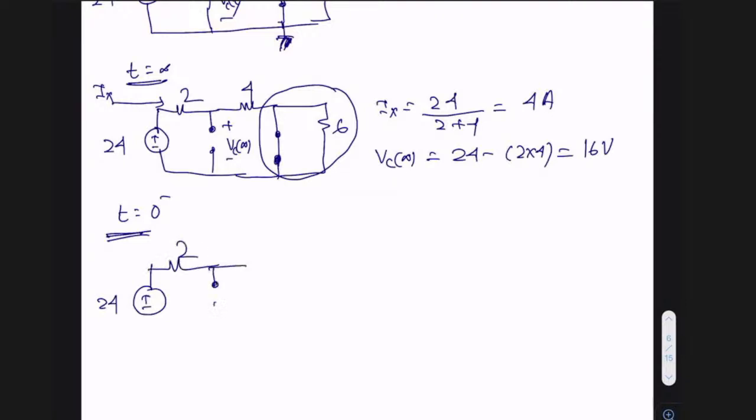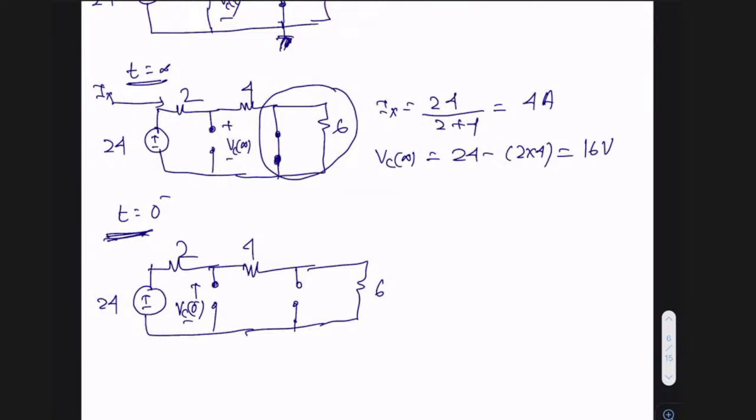This is 2. Capacitor is open. Then this is 4. Switch is open. Then this is your 6. Okay, so this particular voltage is VC0 minus. This is VC0 minus, because this is the capacitor voltage VC, and because we are drawing the circuit at 0 minus, the corresponding voltage is VC0 minus.